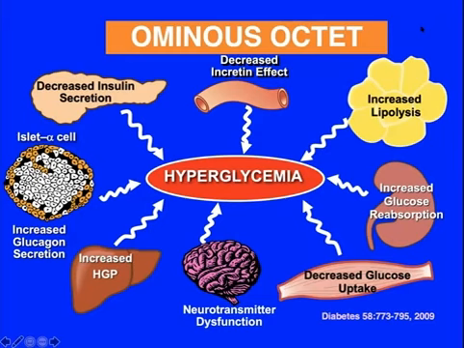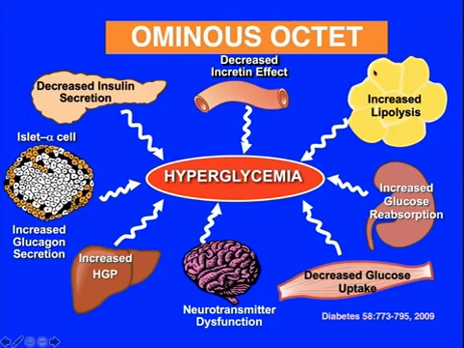So as I said earlier, the three core defects that are present in patients with type 2 diabetes are the insulin resistance in the liver, which is responsible for fasting hyperglycemia, lower left, insulin resistance in the muscle, lower right, postprandial hyperglycemia, and beta cell failure. But we have now at least 5 other abnormalities that we have to deal with. And when I gave the Banting lecture in 2008, I referred to them as the ominous octet.